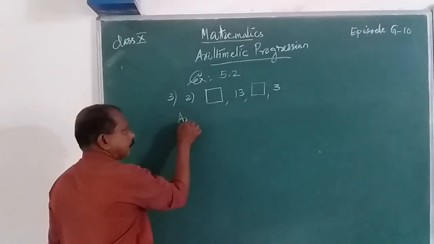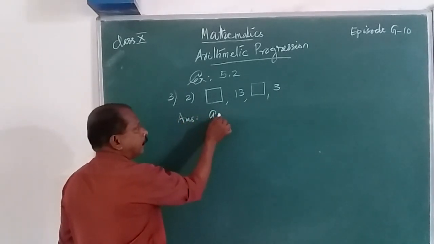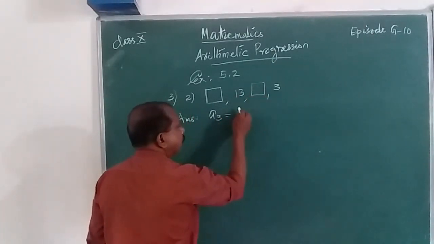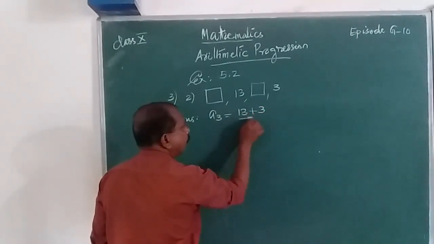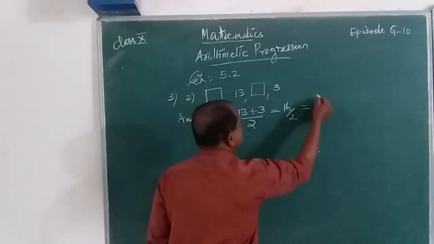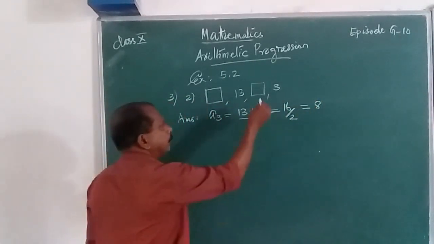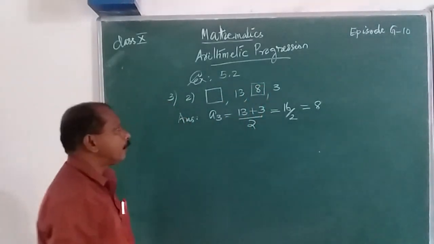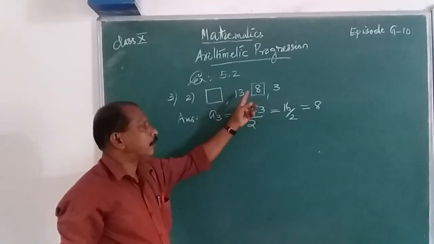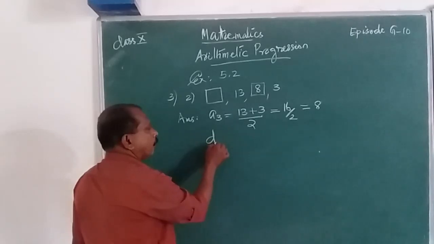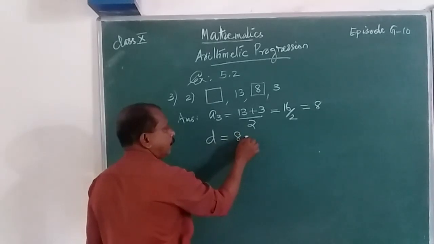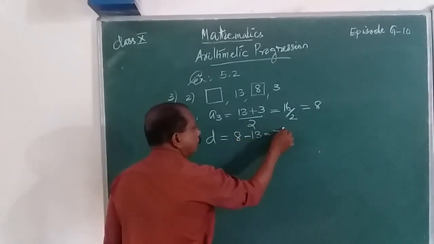Therefore, the third term, A3, is equal to what? Half of the sum of first and last. That is 13 plus 3 by 2, that is 16 by 2, which is equal to 8. Therefore, this missing term is 8. Then D is the common difference between 13 and 8. D is equal to 8 minus 13, or 3 minus 8. Therefore, 8 minus 13 is equal to minus 5.